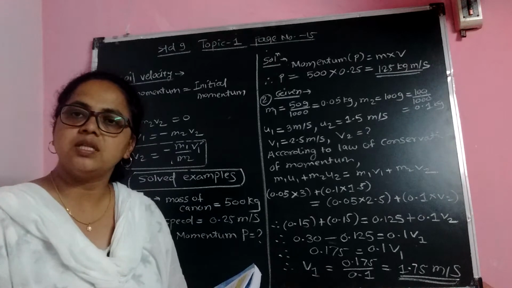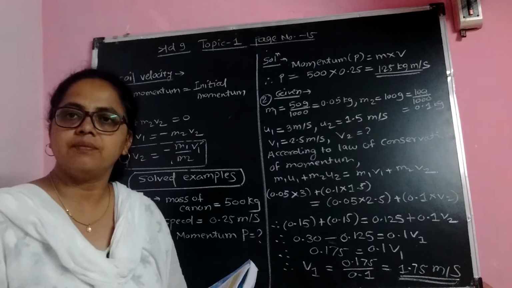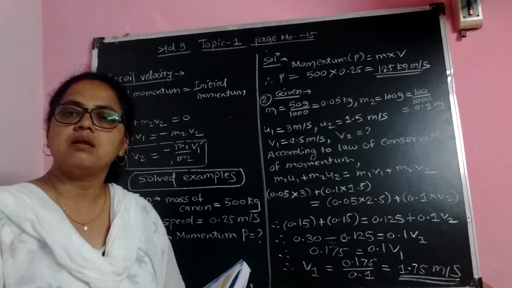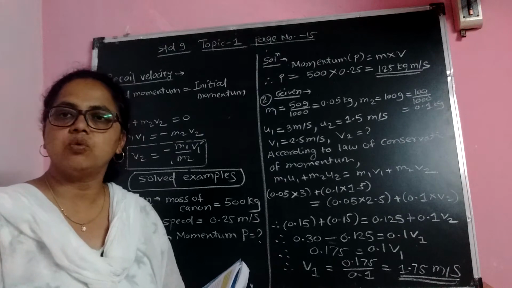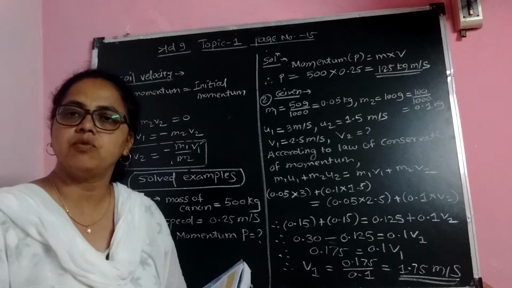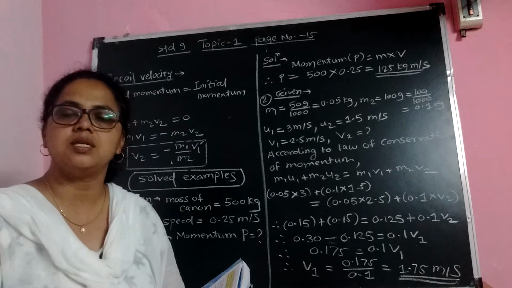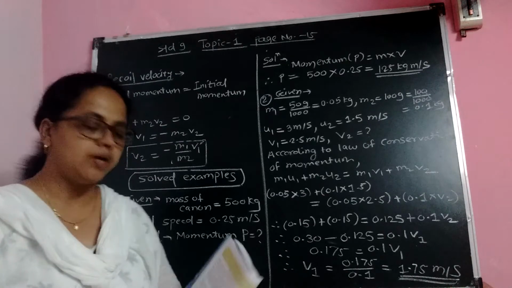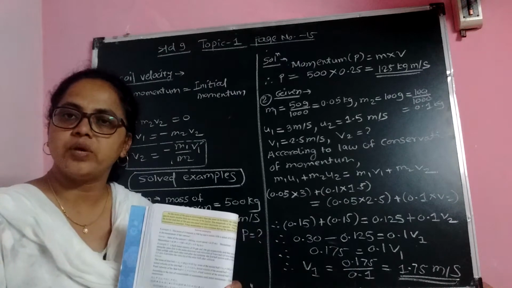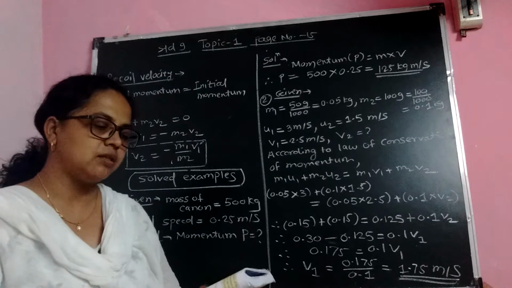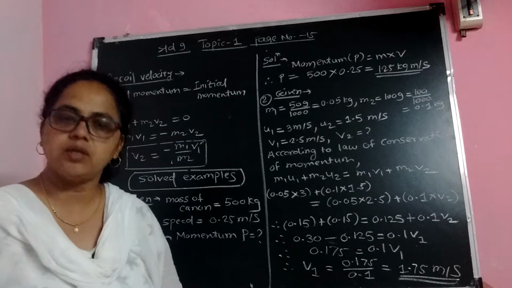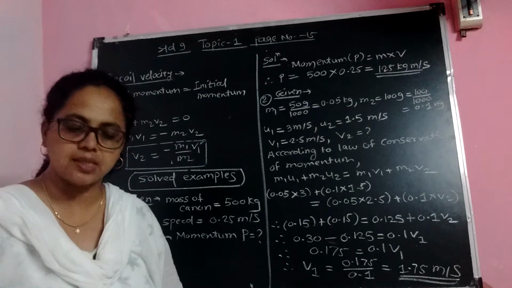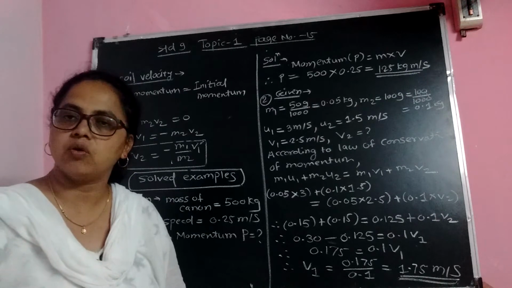After solving this example, I am going to give you a chart in which there are formulas from the first page to the last page: what is speed, what is velocity, what are their CGS and SI units. But before that, I am going to solve these two examples. First example: the mass of a cannon is 500 kg. It recoiled with a velocity of 0.25 meter per second. What is the momentum of the cannon?